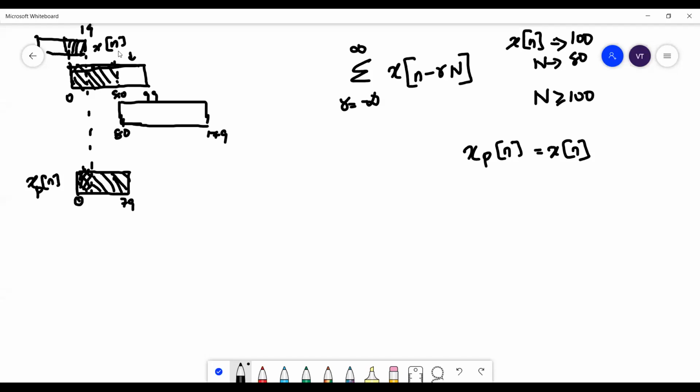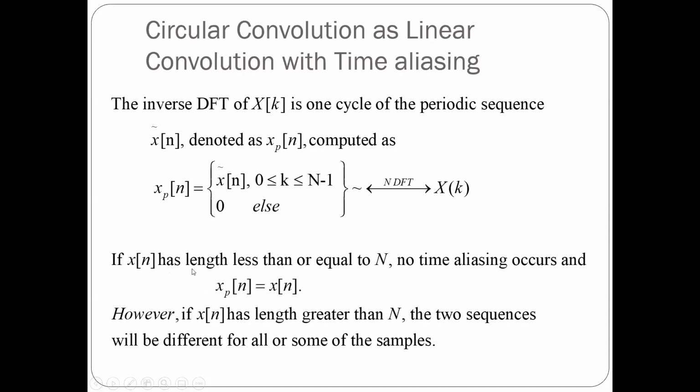So you go back again. If the length of x of n is less than or equal to capital N, then there will be no time aliasing. Which means there will be no overlap in the time domain. So this overlap we call aliasing. There will be no time aliasing. And then you can write xp of n is equal to x of n.